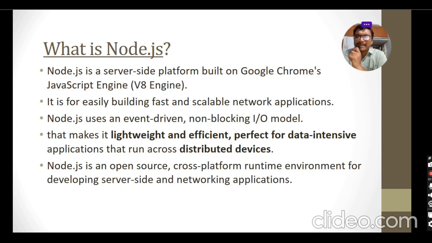With the help of Node.js, you can easily build fast and scalable network applications. Node.js uses an event driven non-blocking IO model. What is the event driven non-blocking IO model?